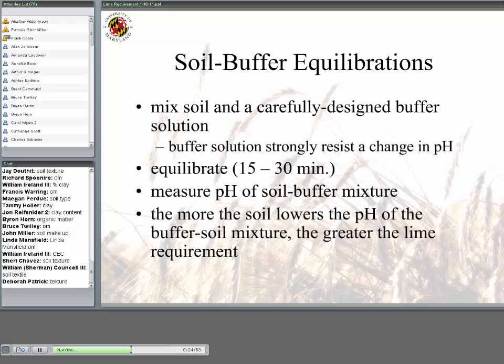And then after the equilibration time has passed, you measure the pH of the soil buffer mixture. And this is how it goes. The more the soil lowers the pH of the soil buffer mixture, the greater the lime requirement. So some people call these buffer pH depression methods, right? Because in fact, if you have reserve acidity, it's going to depress the pH of the buffer solution from the pH at which it was designed or initially determined.